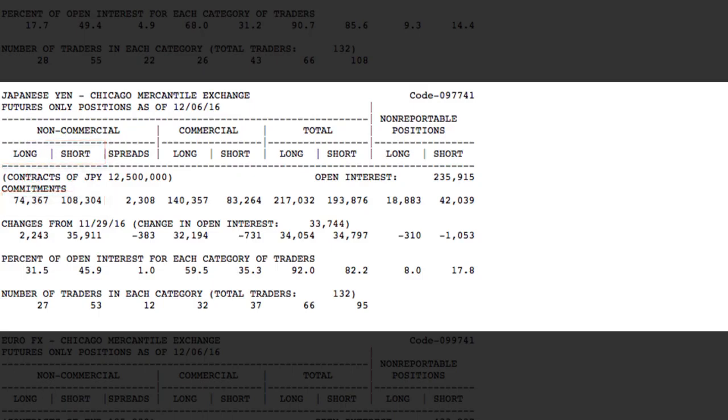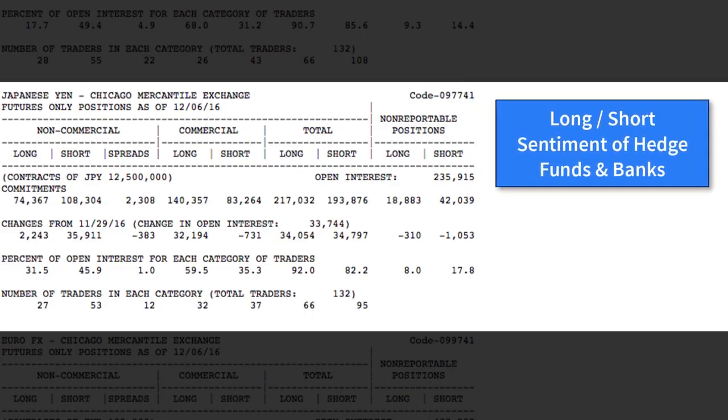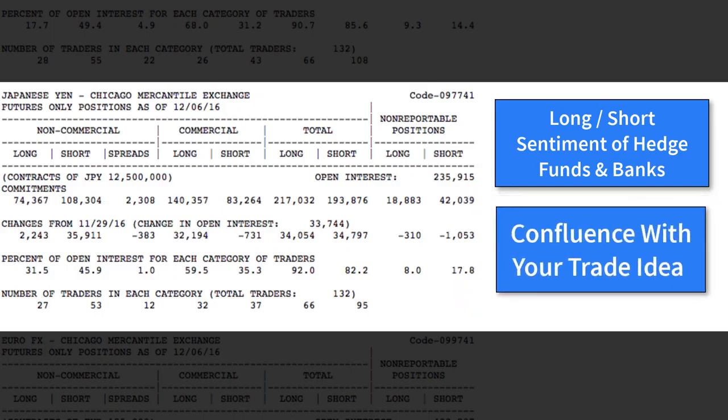In the next section that says changes from the previous week's date, we can see that short positions increased by quite a large amount when compared to the increase in long positions. Change in open interest indicates the amount of new positions that were opened from the previous week to the current date. We should always keep an eye on the COT report so we can get an idea of the positions and sentiment of large speculators. We can use the COT report as confluence with our fundamental analysis trade ideas.